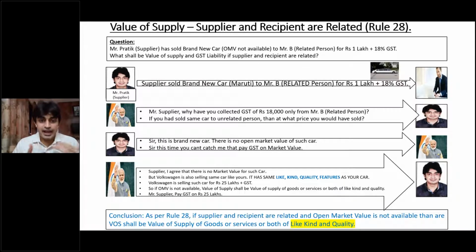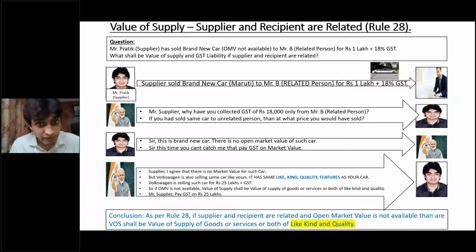See this. If the supplier and recipient are related and open market value is not available, you don't know what the market value is, then value of supply shall be what? Value of supply of goods or services of like kind and quality. That means the same feature, same kind, same quality.